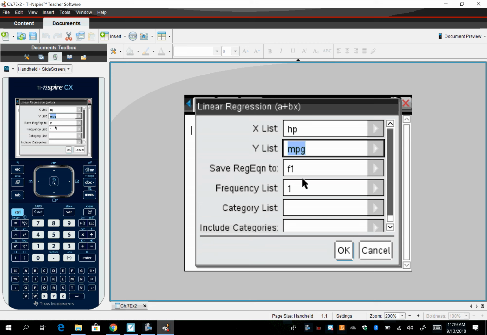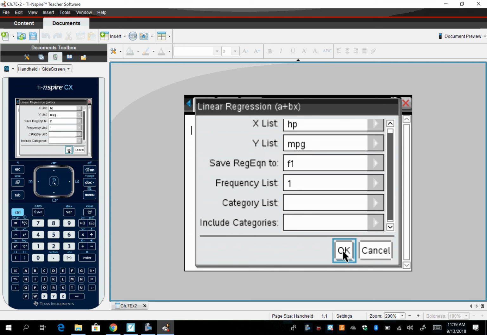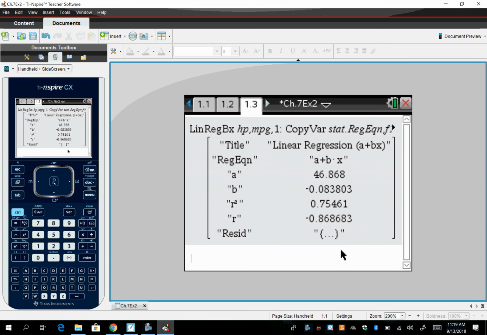What is our response variable? Miles per gallon. Now, I want you to take note of this. We're not going to use it today, but we'll use it next week. It's going to save the linear regression equation, which I'll explain what all that means next week. It's going to save it to F1. So just keep in mind what that says on your calculator in the future, because we will use that. Not for this example, but in the future. Okay? Leave frequency alone, leave everything else alone. So tab all the way down to OK. Whoa. And hit OK. Now, there's a lot that's going to be here. But the only letter that we have talked about is r. And what is that number?